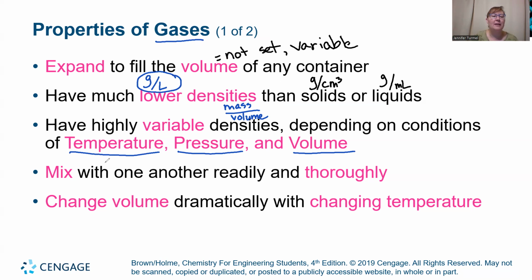Temperature will always be in kelvins when we're talking about gases. Pressure will be in a variety of different things. There will be millimeters of mercury, torr, pascals, but a lot of times pressure will be in something called ATMs or atmospheric pressure, and volume is going to be in liters. So we're going to need to convert to those.